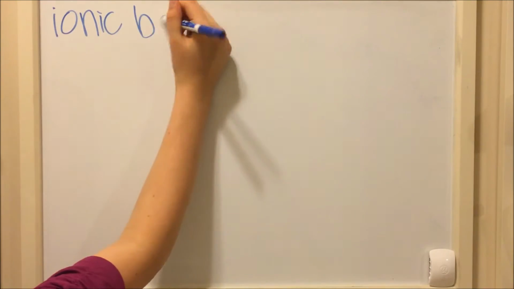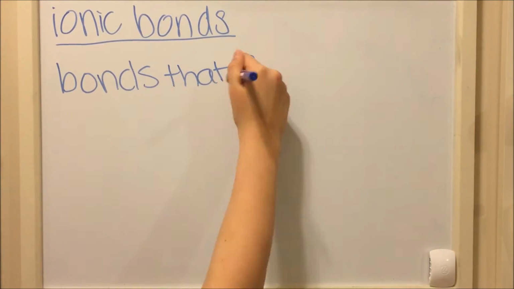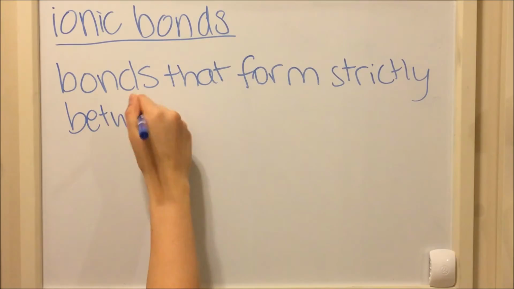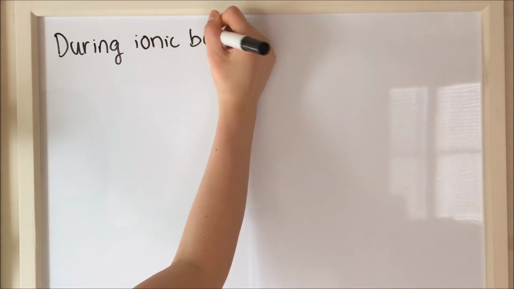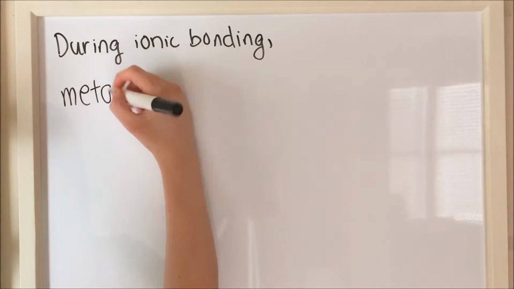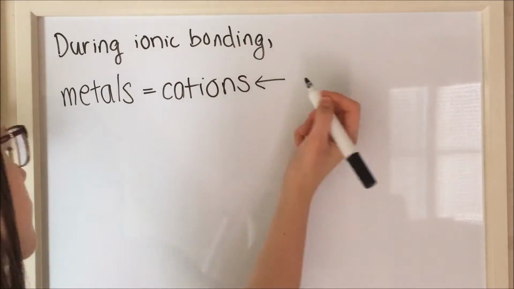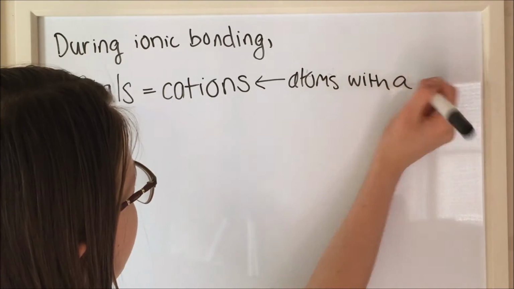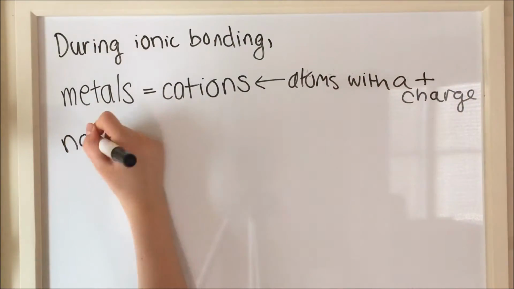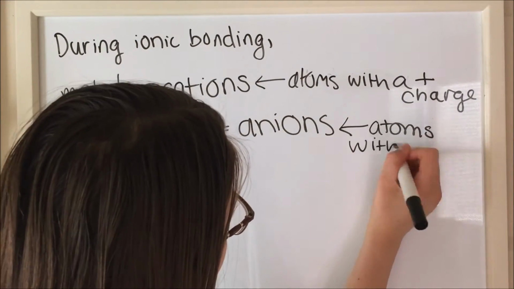Ionic bonds happen strictly between a metal and a nonmetal. During ionic bonding, ions are formed. That's why it's called ionic bonding. Metals become cations, which are atoms with a positive charge. Nonmetals become anions, or atoms with a negative charge.